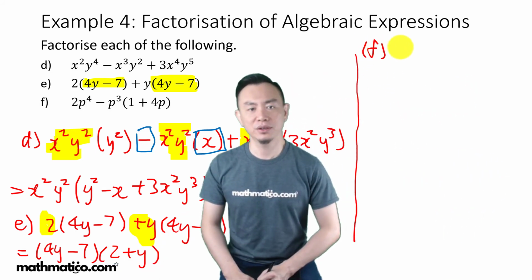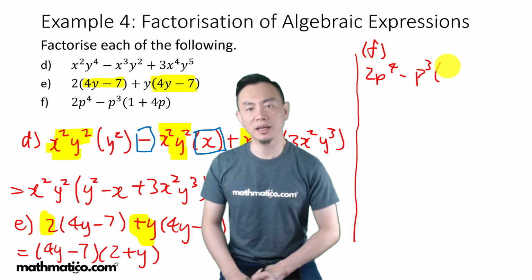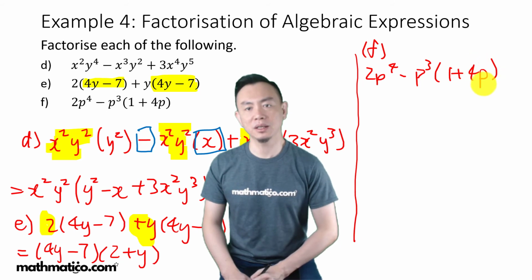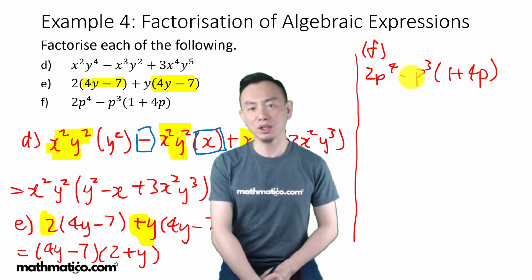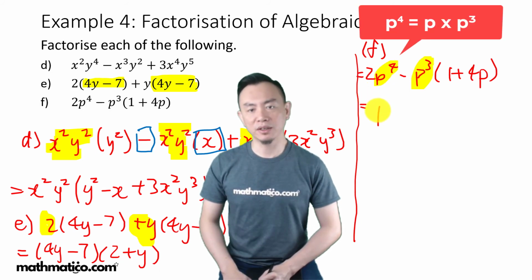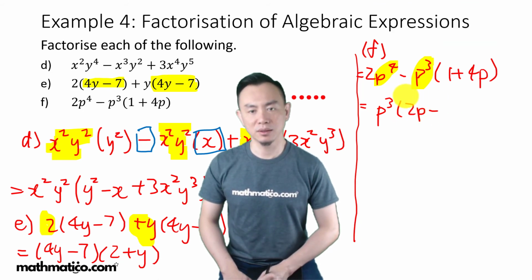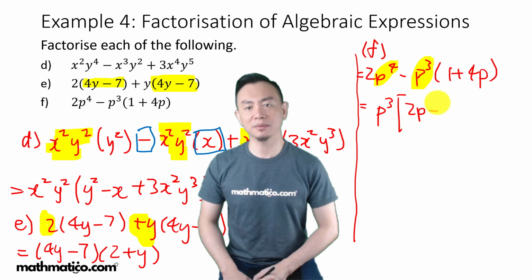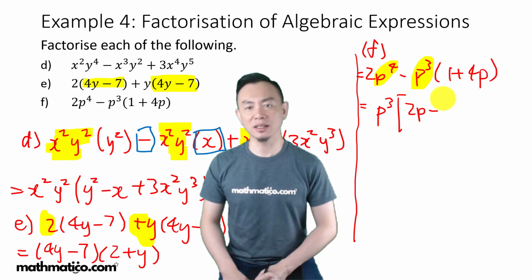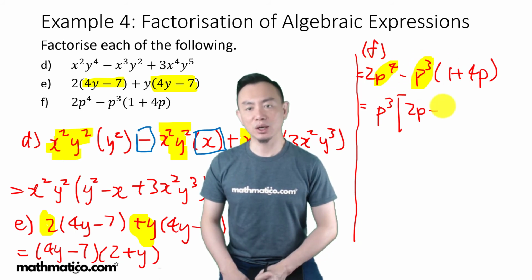Part F, you have 2p4 minus p cubed bracket 1 plus 4p. Now the common factor would have been p cubed, isn't it? Because there's a p cubed here and there's a p cubed in the p4. So we take out the common factor p cubed and you're left with 2p minus... Okay, I'm going to change this bracket to a square bracket because I realize that there's a round bracket here. The p cubed goes out, okay, and you're left with 2p, right? And this p cubed goes out also, and you're left with 1 plus 4p.